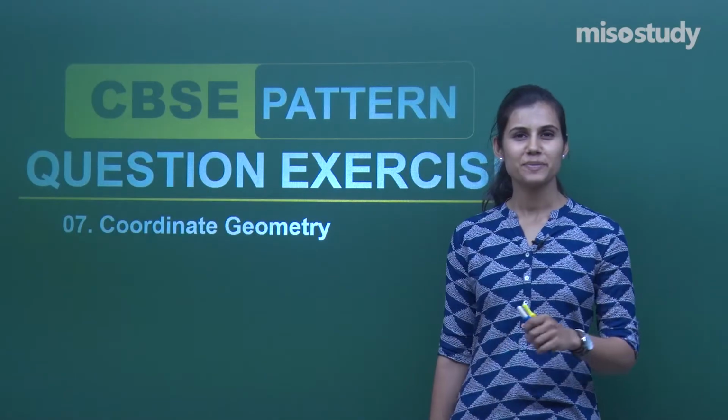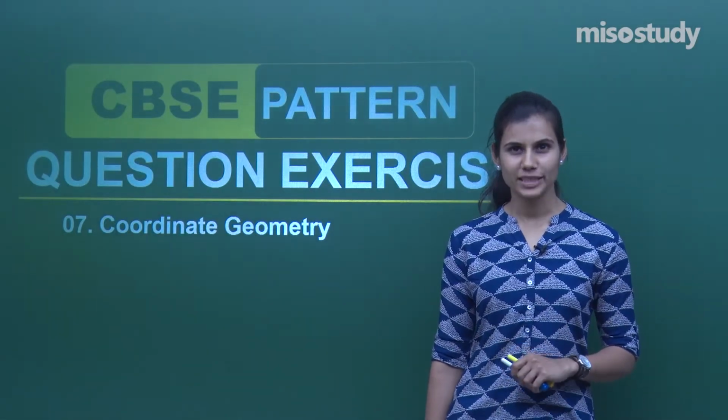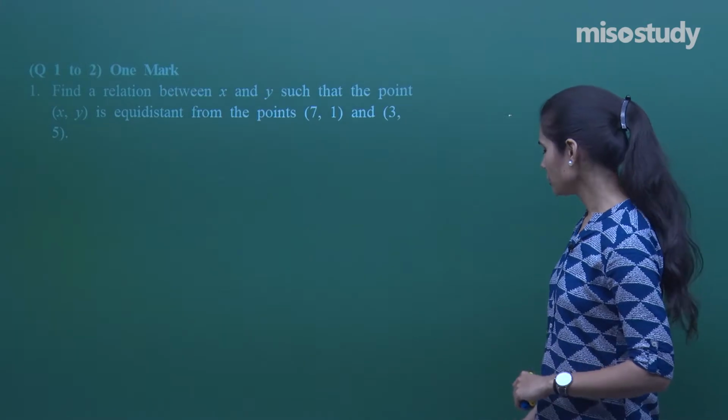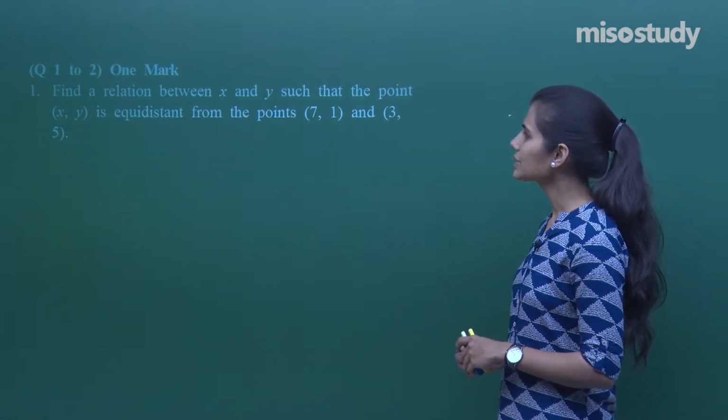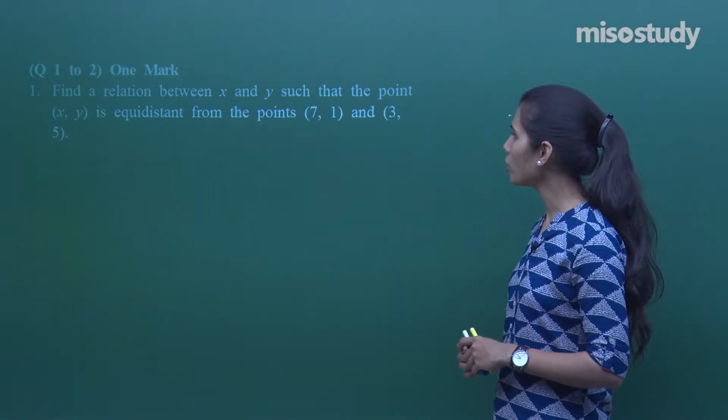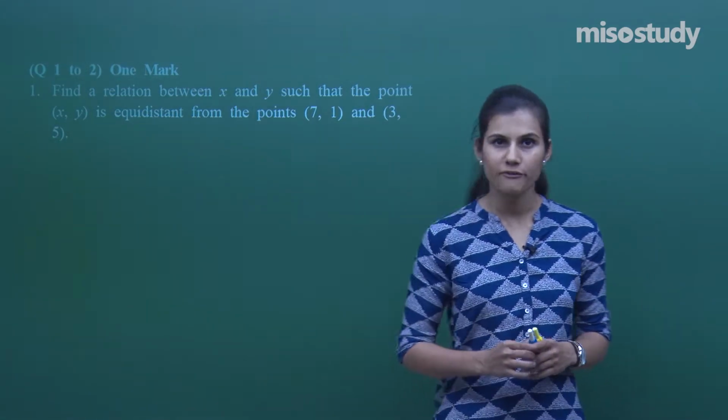Hi everybody, let us begin with the discussion over the questions from coordinate geometry. First question, coming for 1 mark, says: find the relation between x and y such that the point x, y is equidistant from the points 7, 1 and 3, 5.